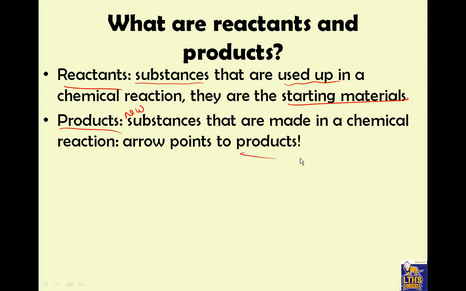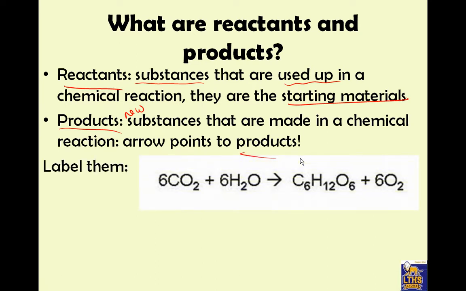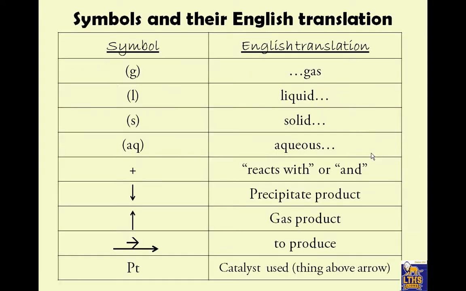So the arrow points to products. So label them. Well, these are the reactants. They're the starting materials. And these are the products. Arrow points to products. So you need to be able to find them. This arrow is your in-between, showing that these turn into those. Okay. So what kind of symbols are we going to use in chemical reactions? Oh, all right. I need to draw that one in there and erase that one.